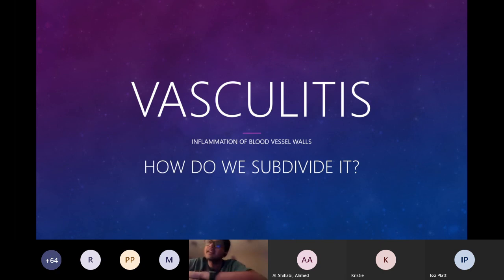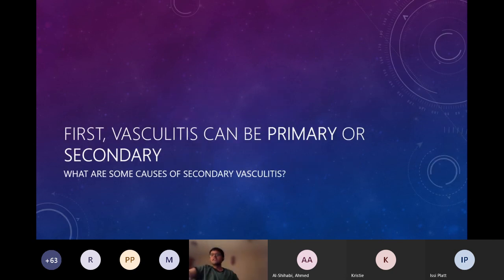Right, last big topic, vasculitis. How are we going to subdivide vasculitis? Everyone fell into the trap again. No, before we go into the size of vessels, how do we divide vasculitis? Yes, primary versus secondary. So give me some causes of secondary vasculitis.